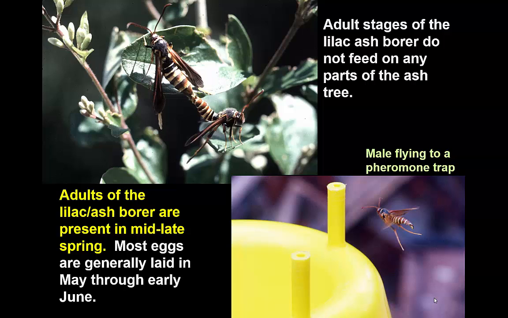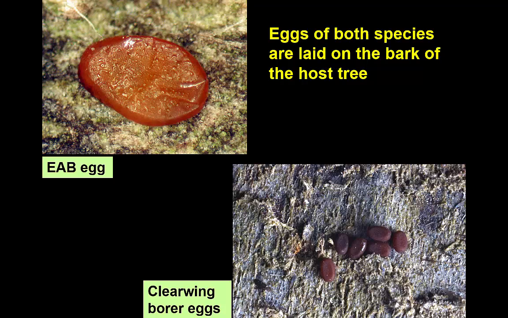Also, there is a way that we can very readily detect the lilac ash borer and when it's out and about, and that's through the use of pheromone traps. In the picture on the lower right, we see a male of the lilac ash borer heading into a pheromone baited trap. We have excellent traps to monitor the flight period and the adult activity of this insect. Unfortunately, there are no highly effective traps for detecting activity at adult stages of the emerald ash borer.